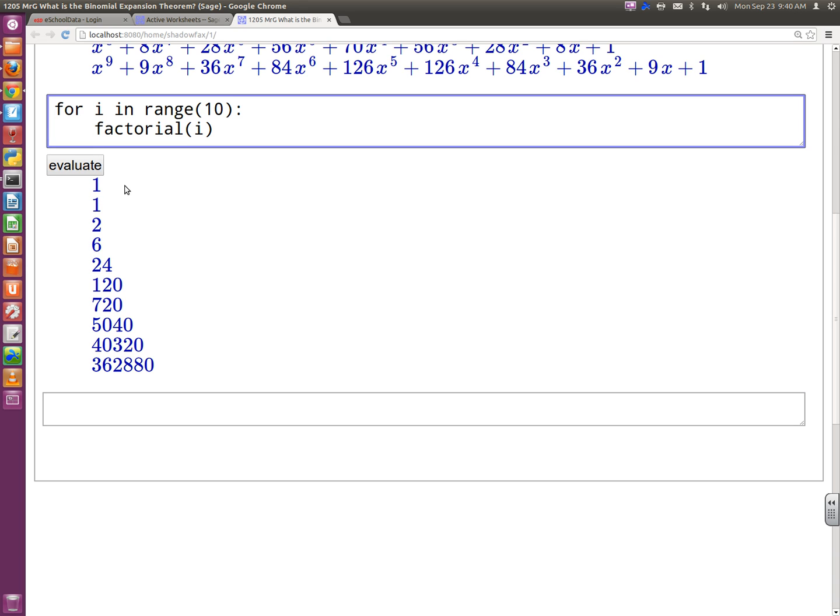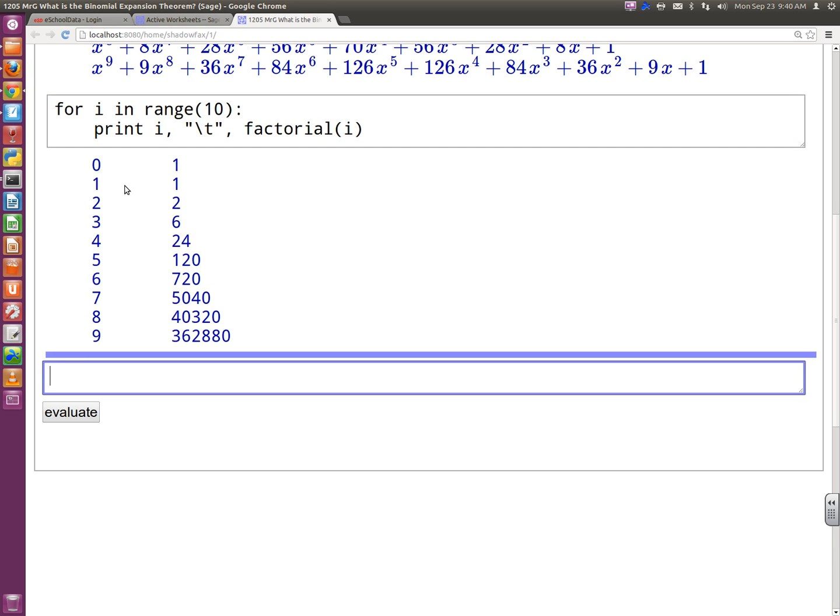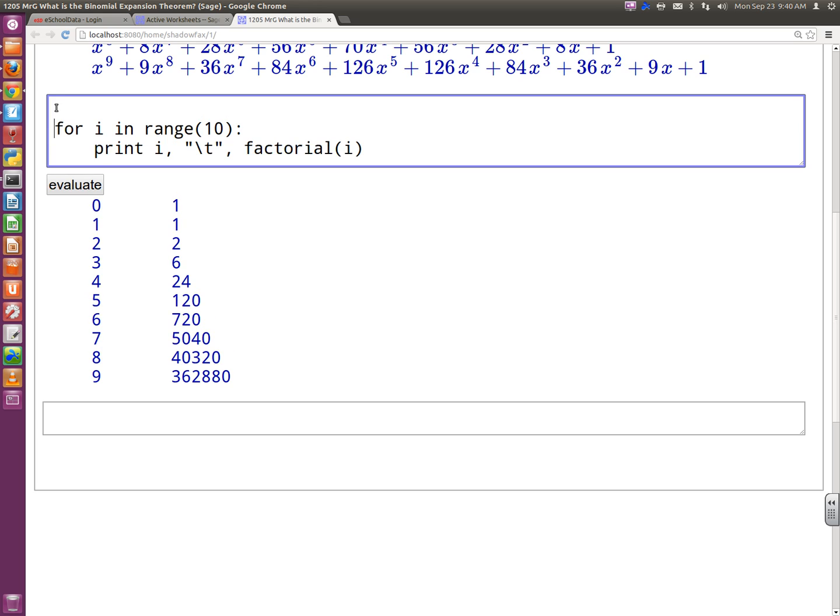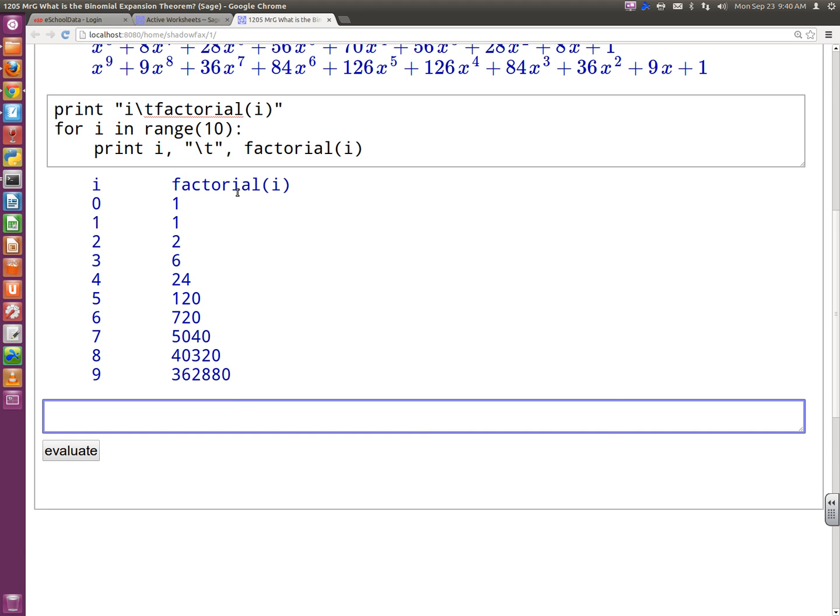If you want to make it more obvious, how about we write down what i is? Print i, comma. How about a tab? Remember this tab stuff? There you go. So 0 factorial is 1, 1 factorial is 1, 2 factorial is 2, 3 factorial is 6, 4 factorial is 24, but you knew that, right? Want to make a little heading maybe? How about print, quote, i \t factorial of i. Just the label stuff. Now you've got headings on your columns.